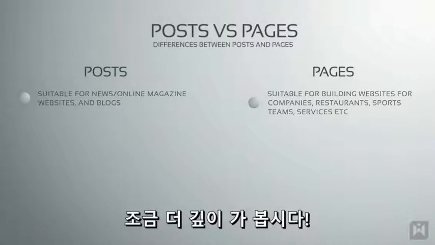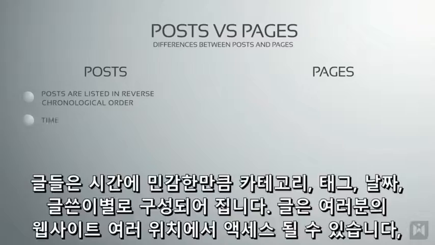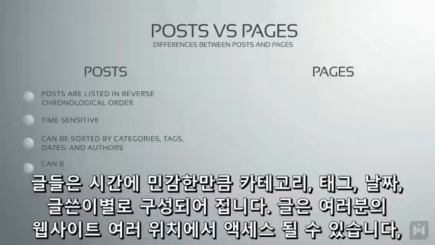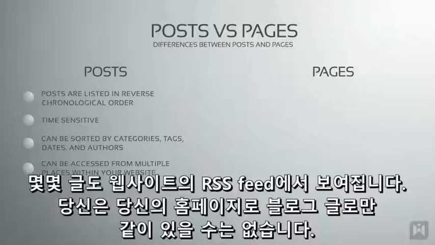Let's go a little bit deeper. Posts are entries on your website that are listed in reverse chronological order. Posts are time sensitive and are organized by categories, tags, dates, and authors. Posts can be accessed from multiple places within your website: the archives, categories and tags, recent post widget, just to name a few. Posts are also displayed in the RSS feed of your website, and it's also worth mentioning you cannot set a blog post as your homepage.